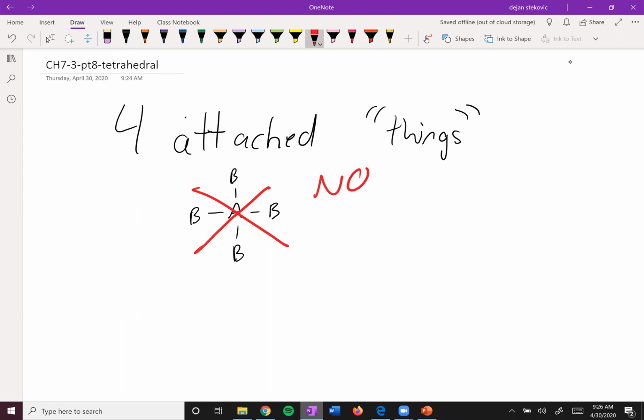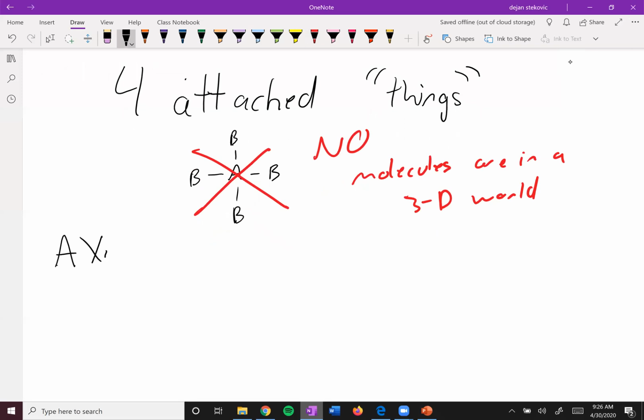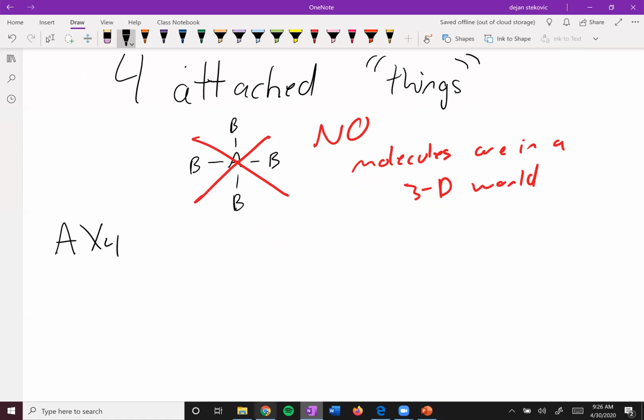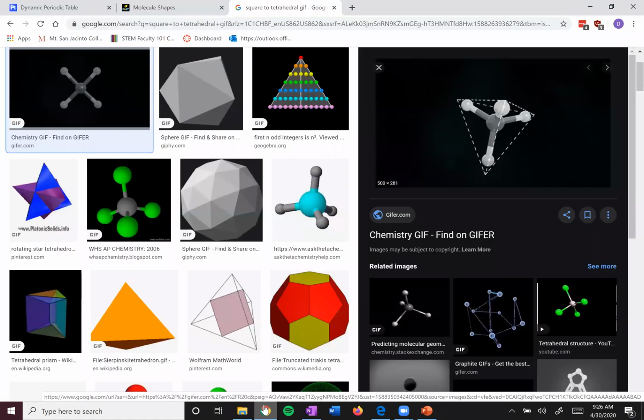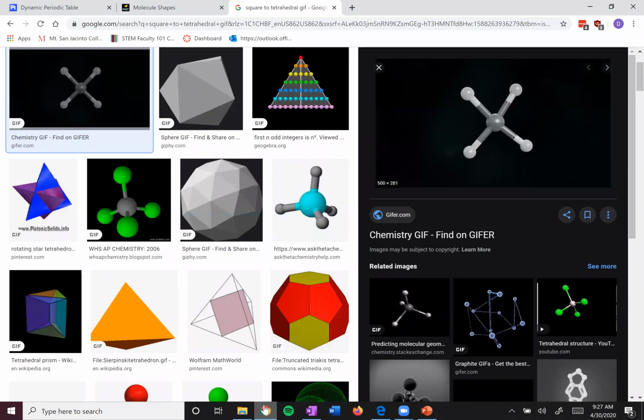We're drawing this on a two-dimensional piece of paper, but in the real world, these molecules exist in a three-dimensional world. So there's ways to get them further apart by using that third dimension. And so, right, we have four attached things, so we're thinking about AX4. It's kind of like you take the square and then you take 2 points and rotate them about 90 degrees. So take a look at the top right here in this GIF. You can see what it looks like. You're going from square to tetrahedral. So Google square to tetrahedral if you want to figure the shape out.